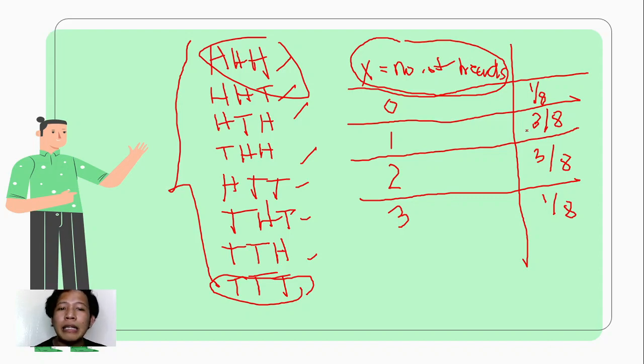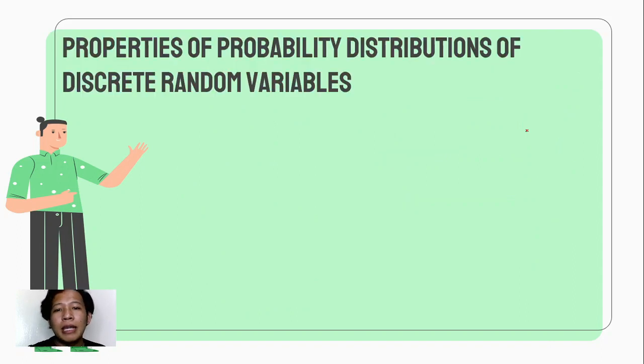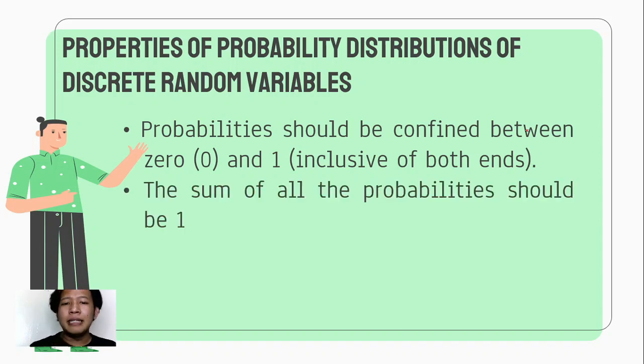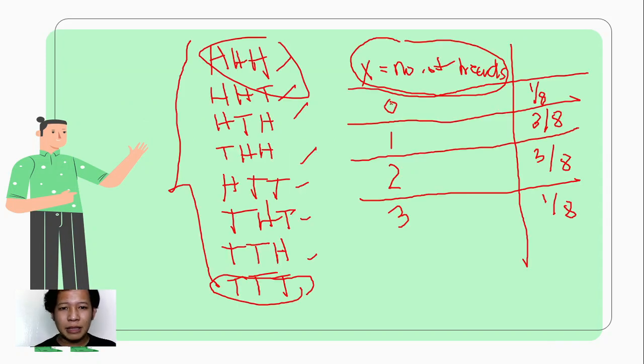And we are now to conceptualize the different properties of a probability distribution. And these are, number 1, the probabilities should be confined between 0 and 1, inclusive of both ends. So tulad no sa definition natin ng probability, di ba? Ang probability naman talaga is can only range from 0 to 1 inclusive. Okay? So hindi po siya bababa ng 0, hindi po siya tataas ng 1. Kailangan just within the range of 0 and 1. And the sum of all the probabilities should be 1. Alright? So balik tayo dun sa ating ginawa kanina.